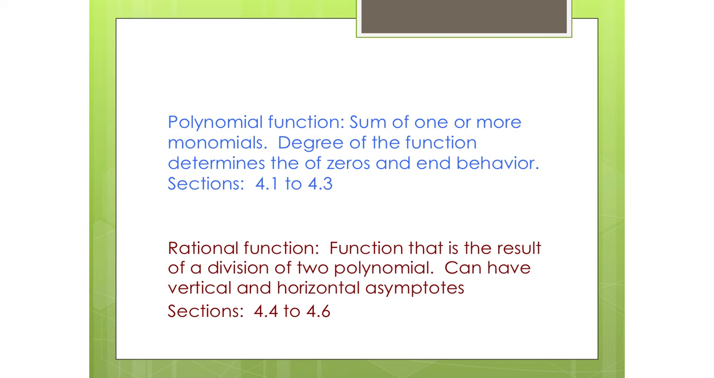In this chapter, we're going to discuss the difference between polynomial functions and rational functions. A polynomial is a smooth, continuous function. A rational function is the division of two polynomials.